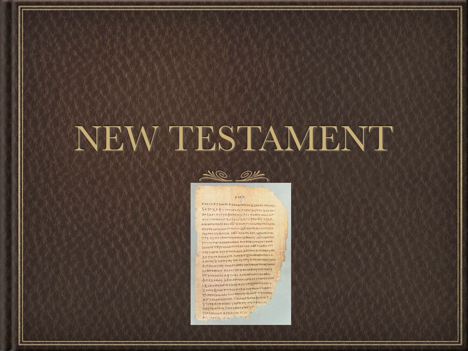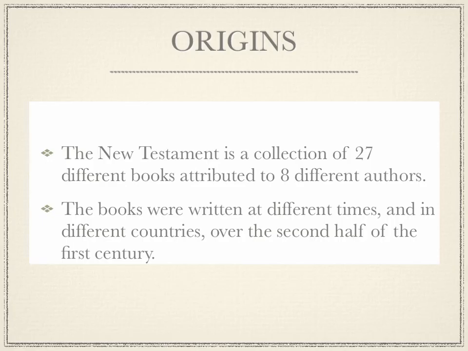Those teachings are obviously designed to influence our lives and our decision making as Christians, and provide direction for our lives. Think of things like the Beatitudes, which are designed to teach us how to live a Christian life. To begin with, the New Testament is a collection of 27 different books attributed to eight different authors. The books were written at different times and in different countries over the second half of the first century. Being quite an old text, you're looking at a good 2,000 years since its creation.